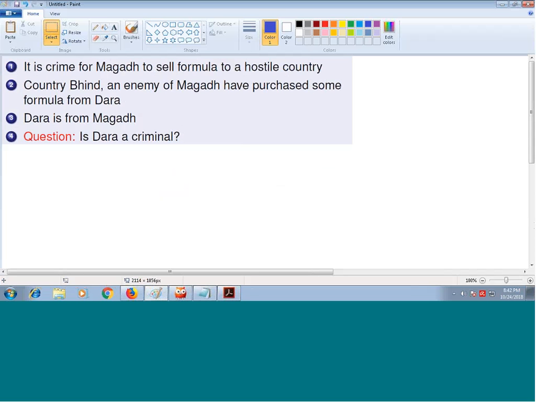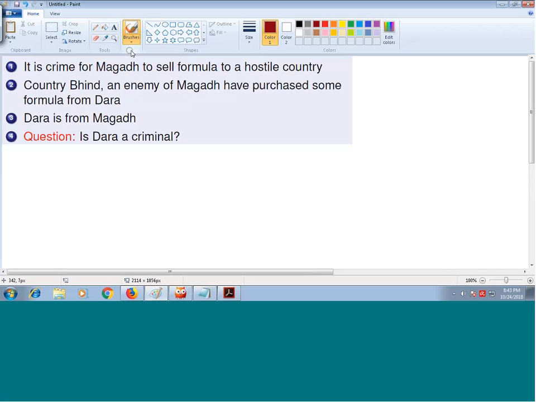So let us construct the knowledge one by one. This is the knowledge base given to me: it is a crime for a Magad to sell a formula to a hostile country. Okay, let's assume that this is there. It is a crime for a Magad to sell a formula to a hostile country.